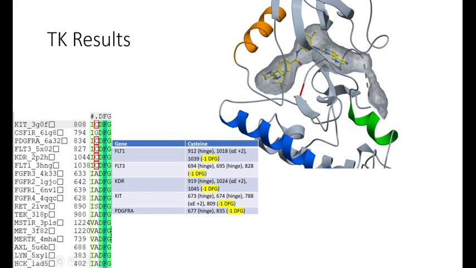There are 5 genes with reactive cysteines 1 residue before the DFG motif. It appears that this cysteine location is only conserved between 2 kinase families.